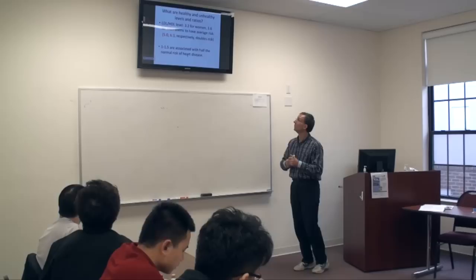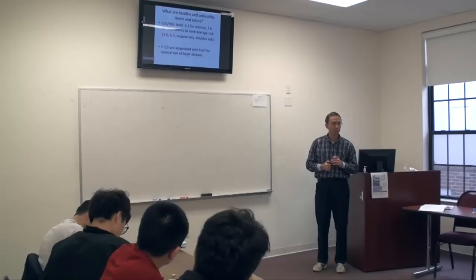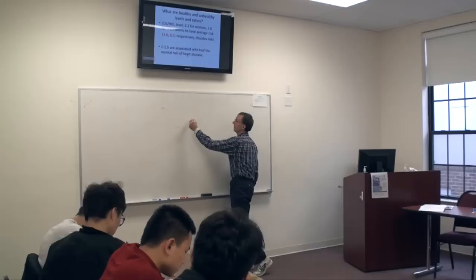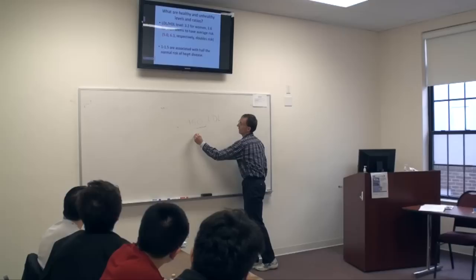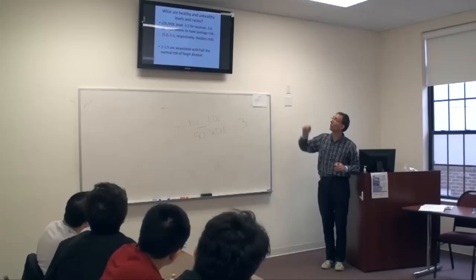If you have a ratio of 3.2 LDL to HDL, okay? Now imagine what that would be if we have, let's say, a 150 LDL and 50 HDL. What's the ratio? Three. Okay? Now 3.2 for women, 3.6 for men seems to have average risk of heart disease.